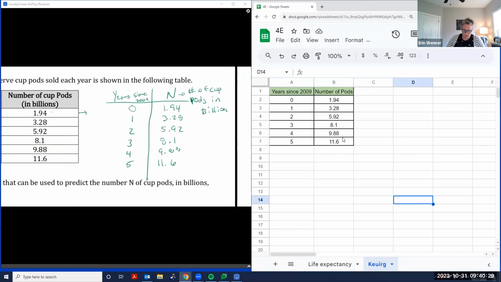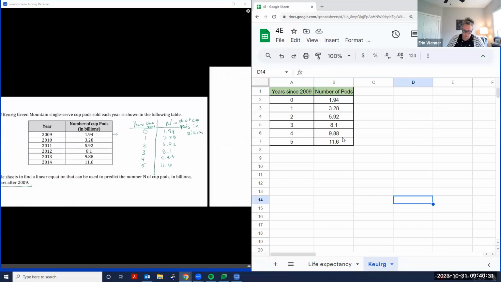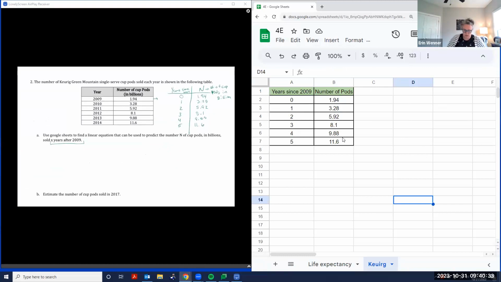And so our instructions say use Google Sheets to find a linear equation. What this statement really means is use linear regression. And we're using Google Sheets as the tool to calculate that linear regression. In your next class, you will be using Desmos. But for now, with what we're doing in this course, Google Sheets is fine.